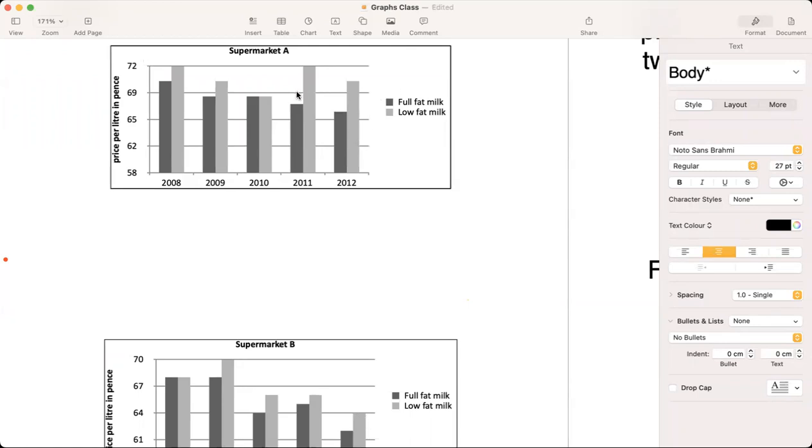तो बोथ लो फैट एंड फुल फैट की मिल्क प्राइसेस आर मोर इन ए than B. This is more, this is more, this is more than this, than this. Is it clear? So I did this work for both the milks for all the years, but one by one, not together.